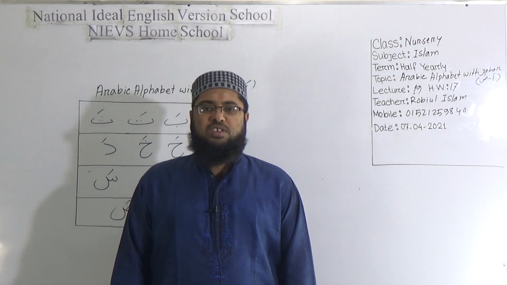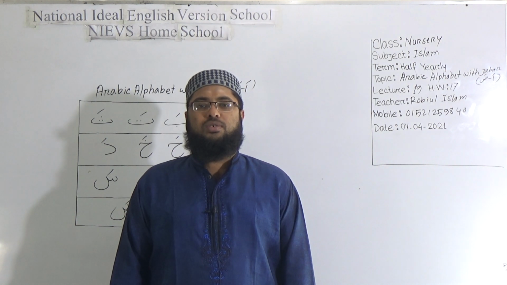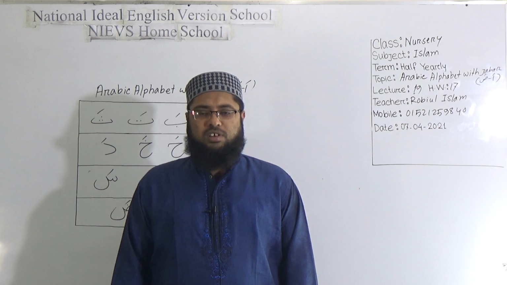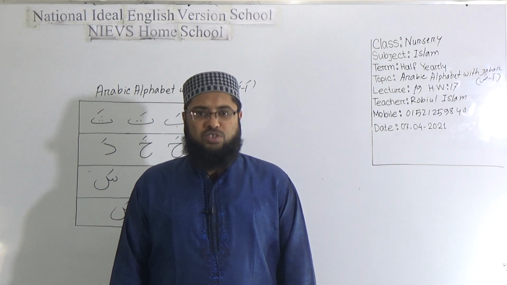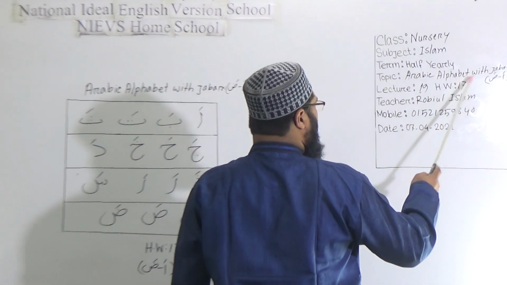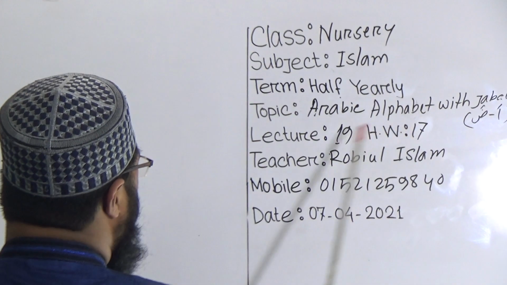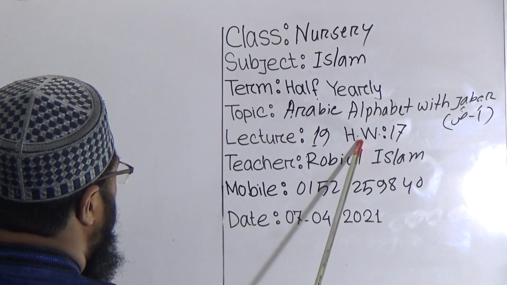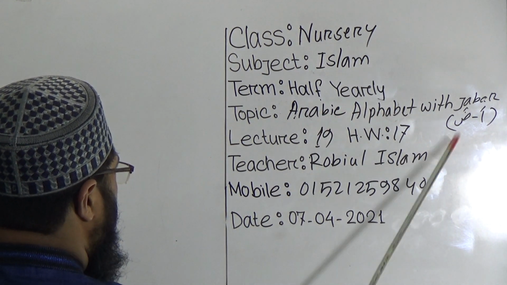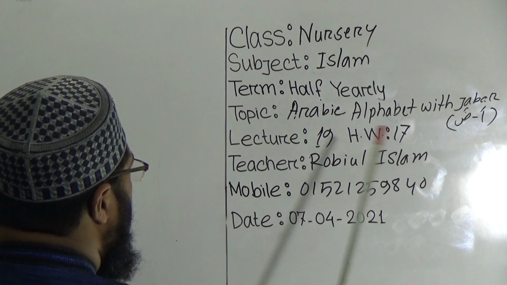This is Mr. Robiul Islam, Assistant Teacher of Islamic Studies of National Ideal English Version School, Morning Shift. Today I am going to take an Islamic Studies class for class nursery, and our today's topic is Arabic alphabet with Jabar from Alif to Dawat. Today is our lecture number 19 and SW number 17. Today is our revised class. We have already learned Arabic alphabet with Jabar from Alif to Ya.